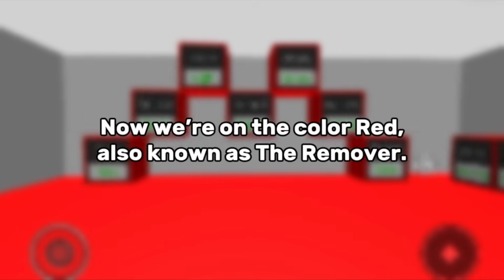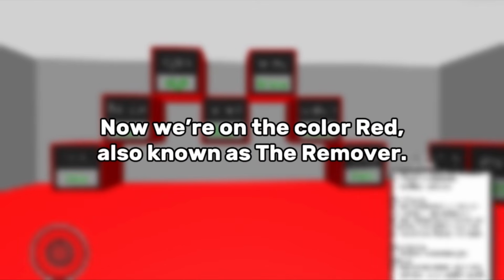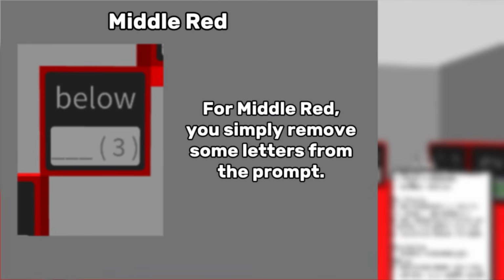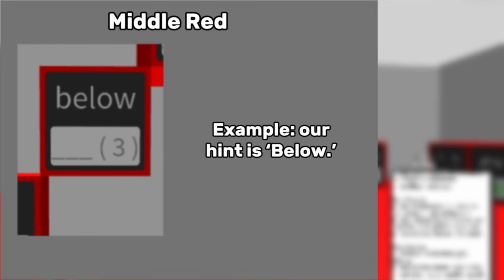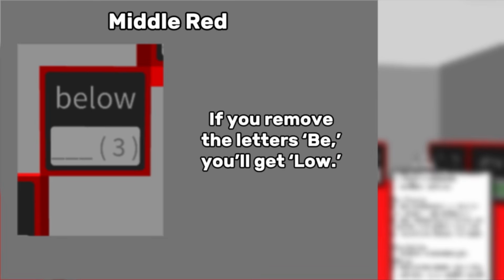Now we're on the color red, also known as the remover. For middle red, you simply remove some letters from the prompt. Example, our hint is below. If you remove the letters B, you'll get low.